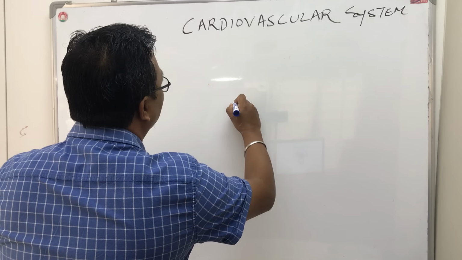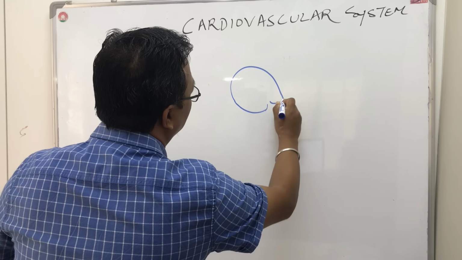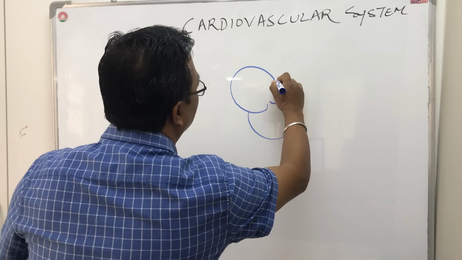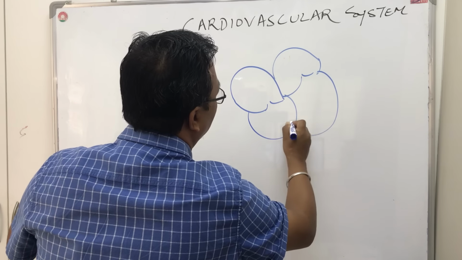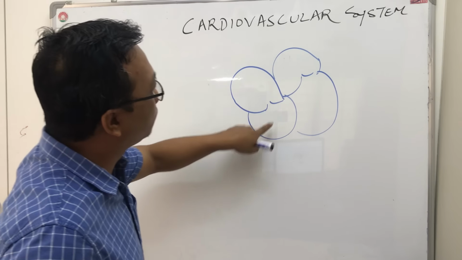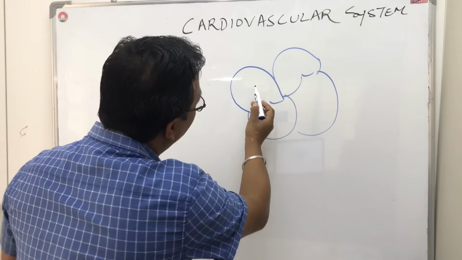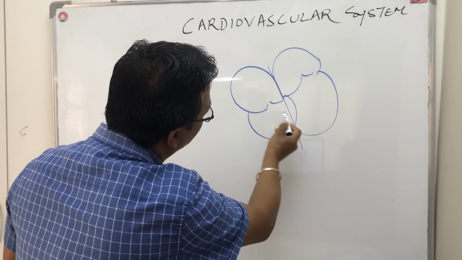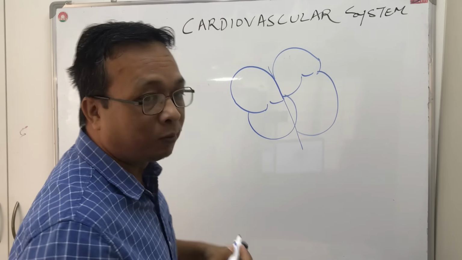When we say heart, we know the heart has 4 chambers: 1, 2, 3, 4. We can divide it into the right side of the heart, right heart, and this is the left side of the heart.